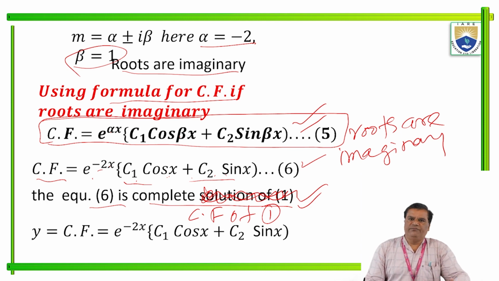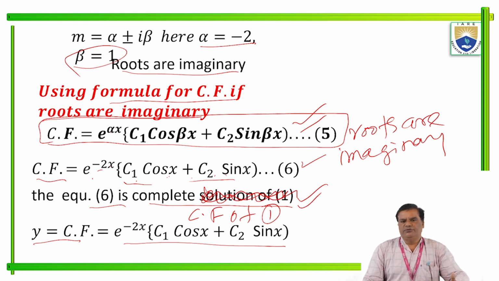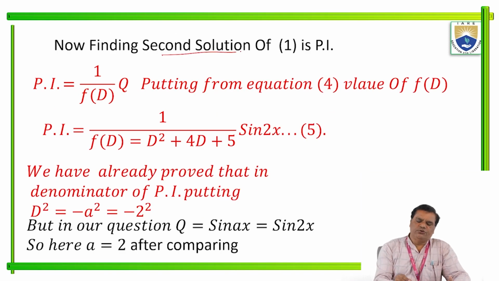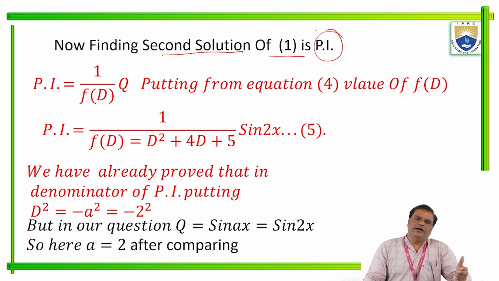So y is equal to CF, which is this here. This is the first part of the linear differential equation of second order with constant coefficients, the first part of equation 1, which is given in our question paper. Now finding the second solution of 1, that is PI, the second part.